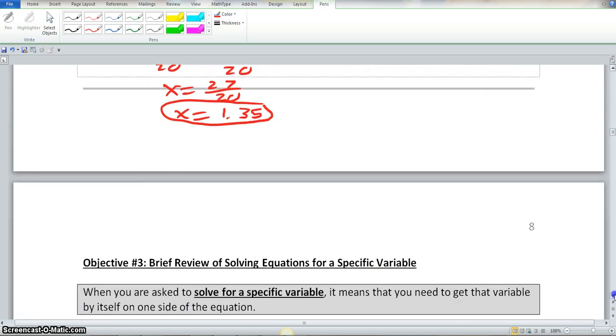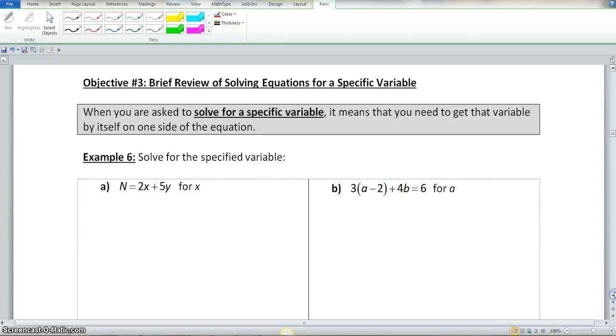Now, we scroll on to objective 3. Brief review of solving equations for a specific variable. When you are asked to solve for a specific variable, it means that you need to get that variable by itself on one side of the equation. Now, example 6, solve for the specified variable.